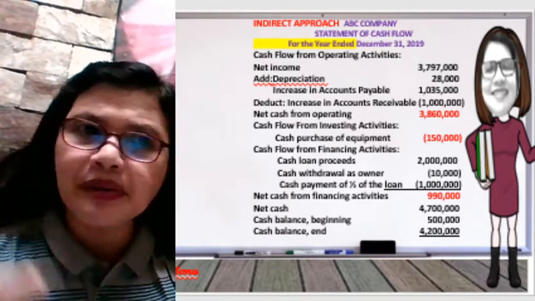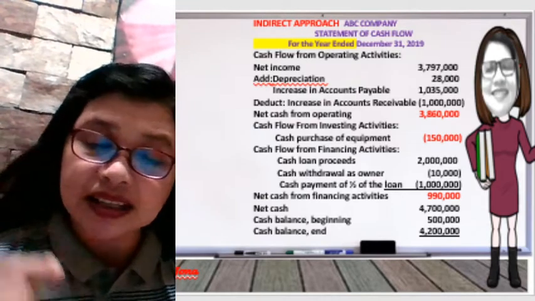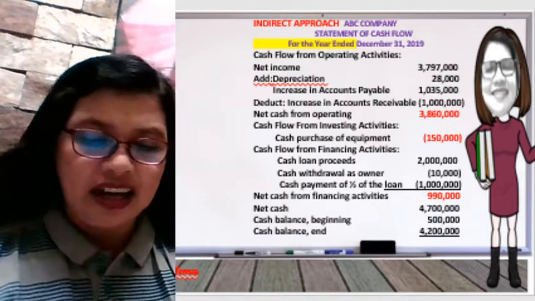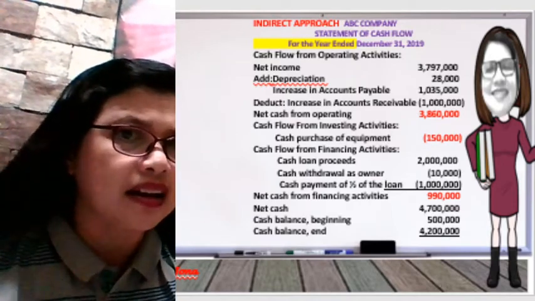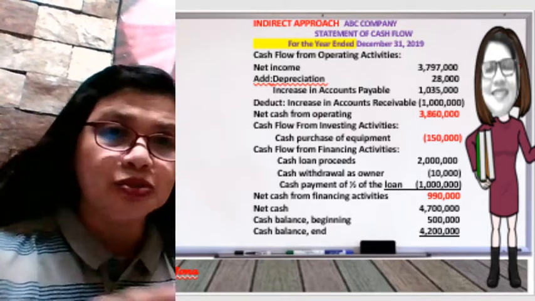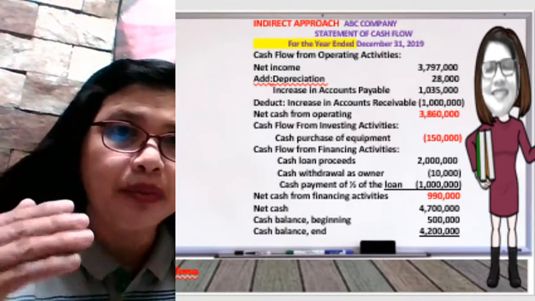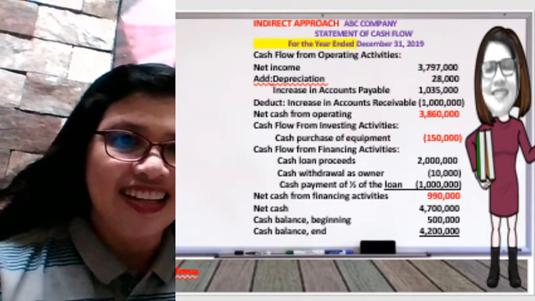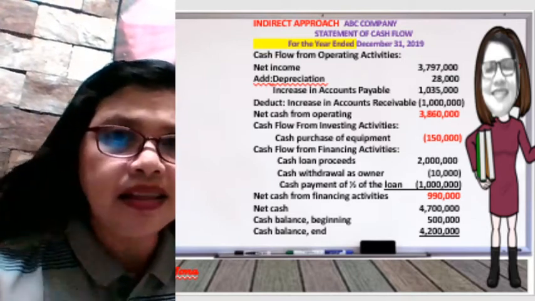Okay, let me repeat again. What are the two rules? Non-cash expenses are added or deducted? Correct. Added back. Okay. Non-cash revenues are deducted or added back? Correct. It is deducted. Okay. So that's it. That is why here in the operating activity, we have the increase in accounts payable added back and the increase in accounts receivable deducted. So now we have a net cash from operating activity of 3,860,000.